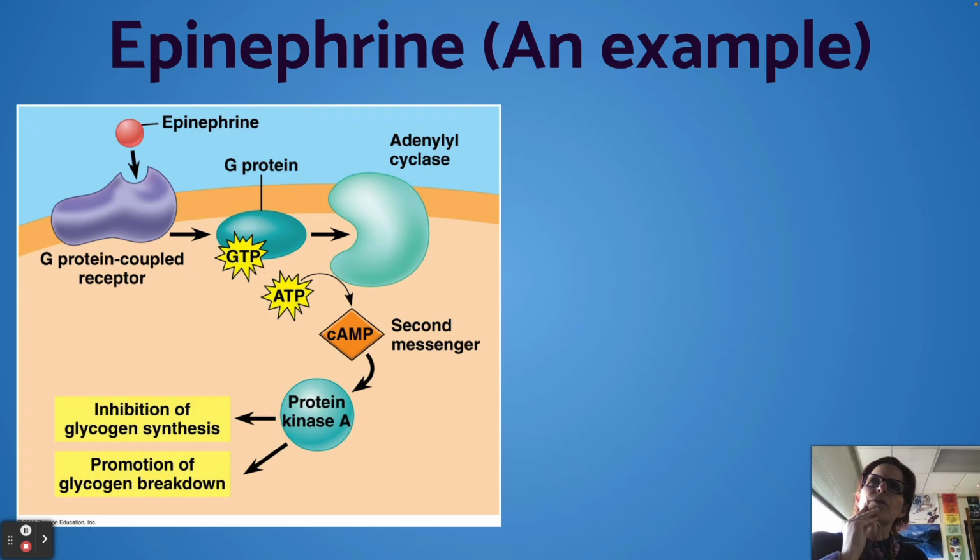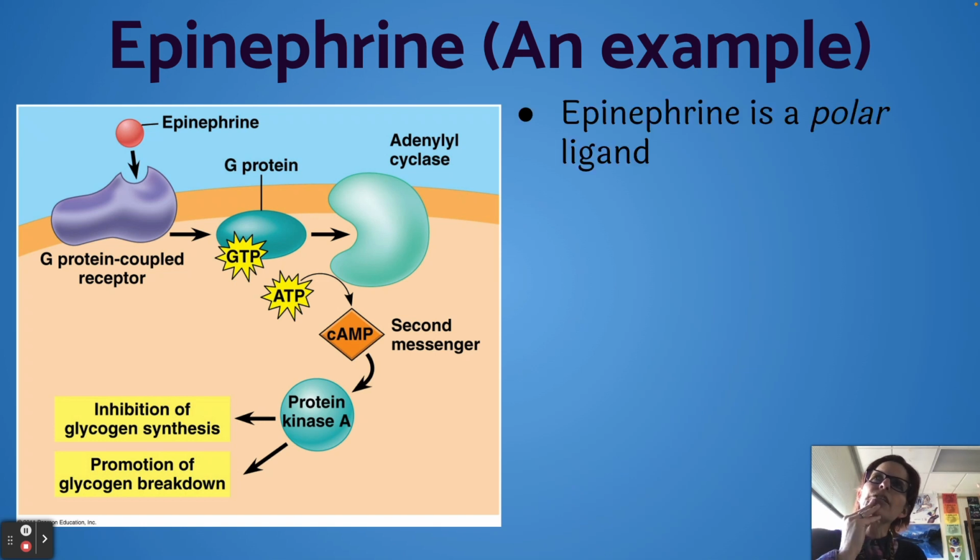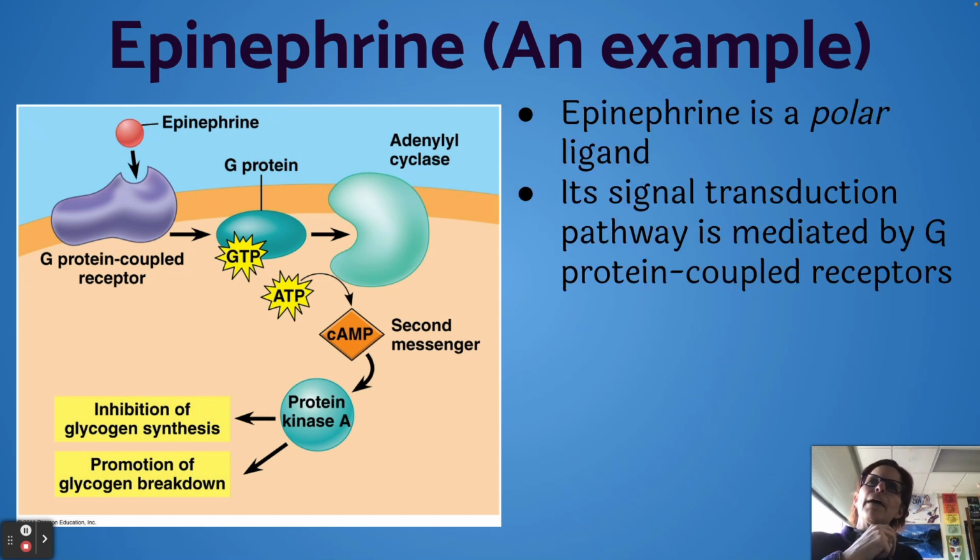Those are examples of cell responses. Okay, here's an example that you've all heard of, epinephrine. Epinephrine is polar, so you should be able to tell it's polar because it's using a protein instead of being able to pass through. It uses a GPCR protein. So here's your second messenger, and it leads to, the yellow shows us the cell response, and there's two responses, and see if you can make heads or tails of that.